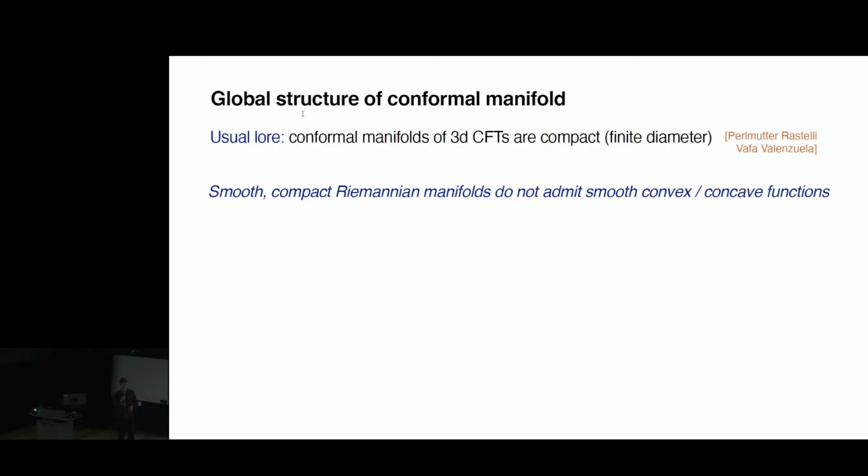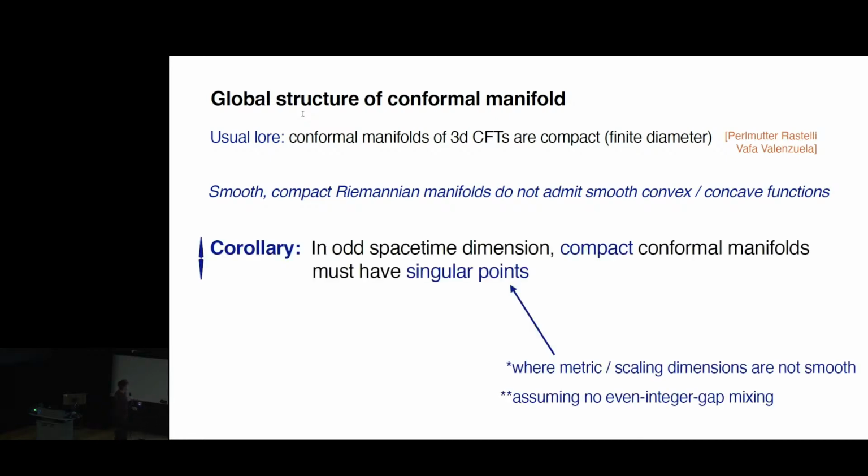So we can also learn from this about the global structure of the conformal manifold. While the usual law is that conformal manifolds of 3D CFTs should be compact, here I'm telling you that there's a whole bunch of concave functions, and actually smooth compact manifolds do not admit smooth convex or concave functions. So it must be that what happened on the previous slide is generic, if this usual law is correct. So it must be that in odd space-time dimension, compact conformal manifolds must have singular points. This is a quite general conclusion coming from this result.